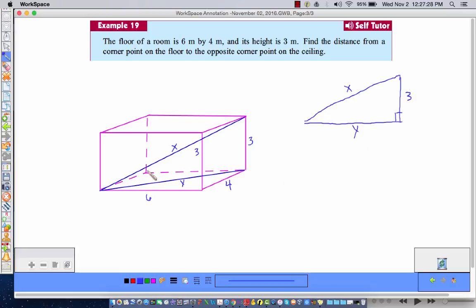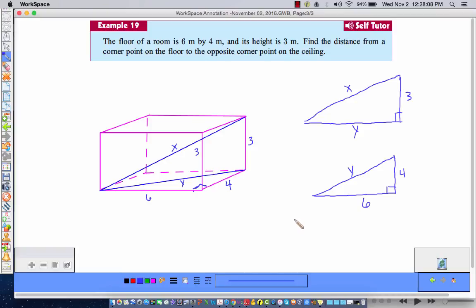Well, I can find y because the bottom of the floor is also a rectangle, and there's a right triangle lying down on the floor here. So I'm going to draw that one in an upright position, and relabel it. This side is this bottom part right here, 6. This side is this side right here, 4. And then the hypotenuse is the y. So if I solve for this y, I can substitute in here, and then I'll be able to easily solve for the x. So let's go ahead and do that.